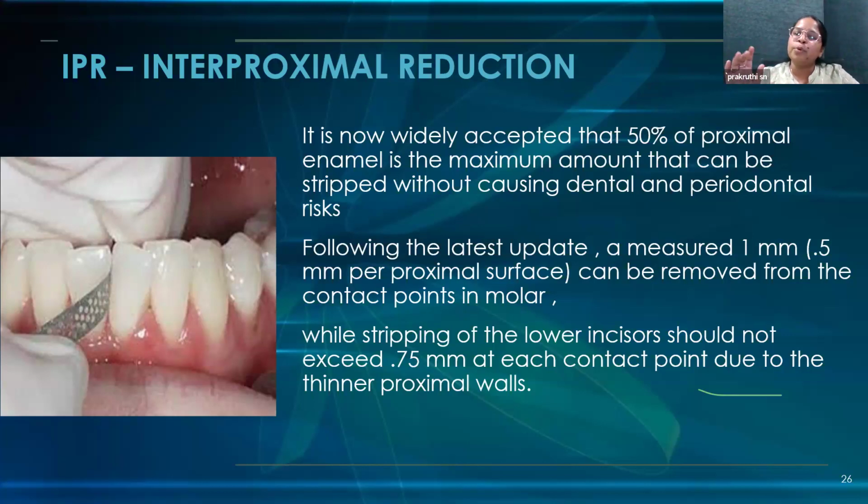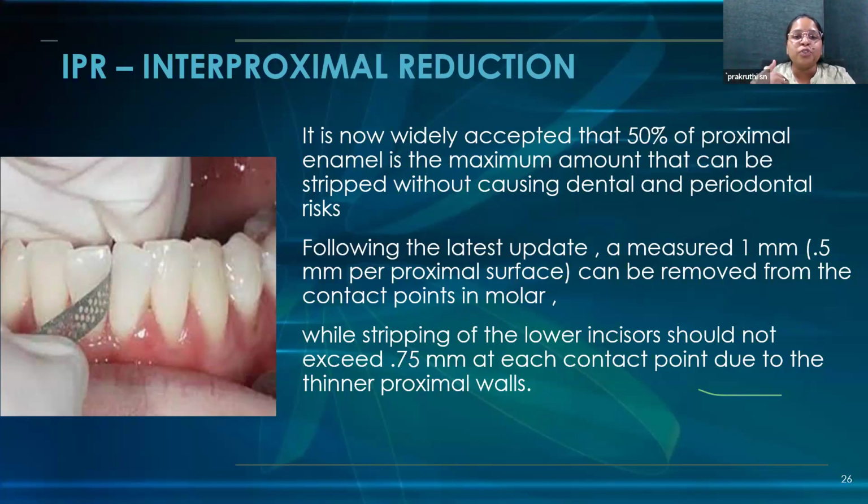0.7 is okay, 0.8 is okay. Don't go and vigorously remove 0.5 of each tooth and make it 1 mm in each contact area. No, that is not required. If that is the case, find other methods of treating the case. If there is so much crowding, then you can think about removing one lower incisor. You can think about premolar extractions. Then something is really wrong.